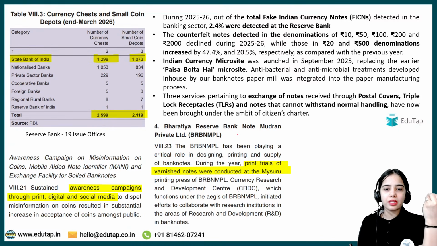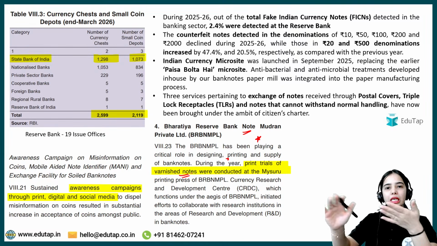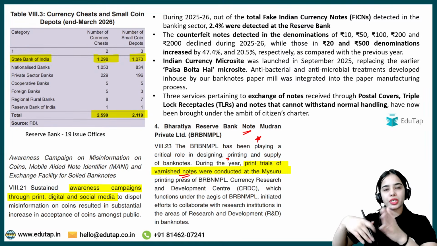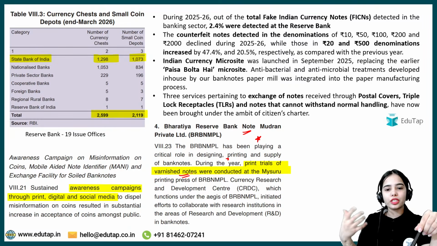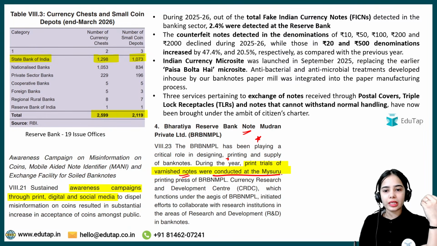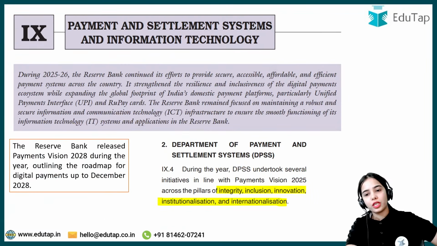Next is Bharatiya Reserve Bank Note Mudran Private Limited. This has been playing a critical role in designing, printing and supply of banknotes. During the year, print trials of varnish notes were conducted. Varnish notes basically have some kind of varnishing or covering, so that they do not get soiled very fast. Okay. So print trials of varnish notes were conducted at the Mysuru printing press of BRBNMPL. So this is the idea.